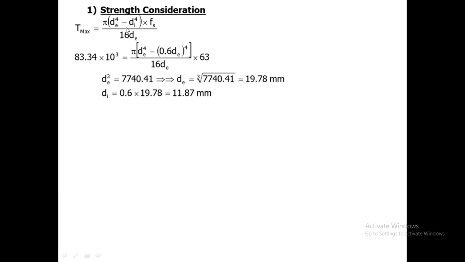Again we'll use the strength consideration, using the maximum torque in T by J is equal to tau by R. For a hollow shaft we have two radii, so we should take the outer radius, or outer diameter. When you do that, we'll get the values of dE and dI.